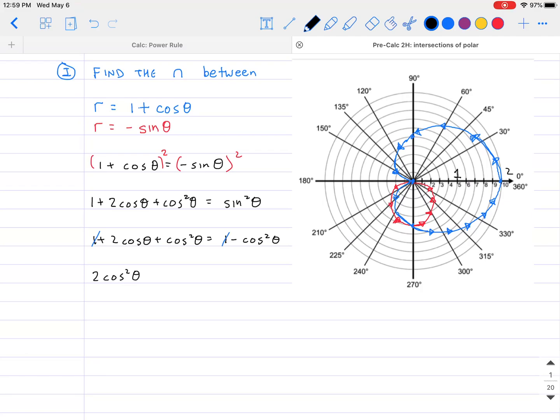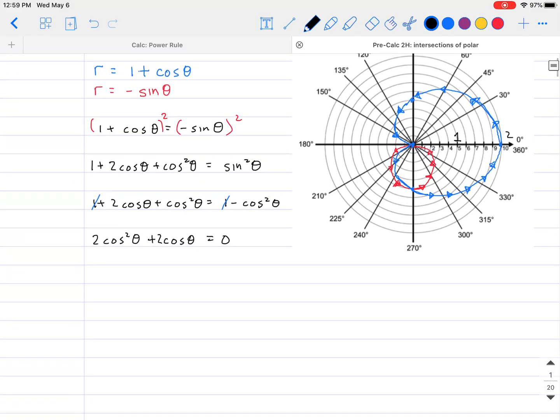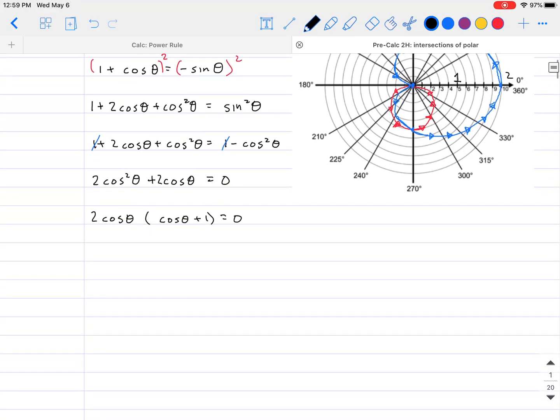So 2 cosine squared theta, because the cosine squared theta plus the cosine squared theta makes 2 of them. Then we have the plus 2 cosine of theta, and all that is equal to 0. Factor out what they have in common, which is 2 cosine of theta, and what's left in here is just a plain old cosine of theta plus 1, and that's equal to 0.